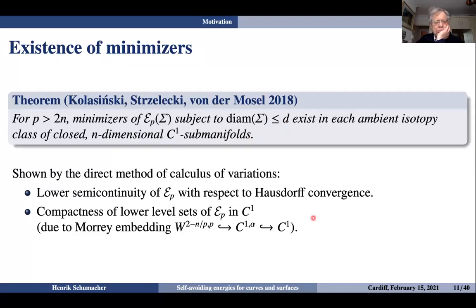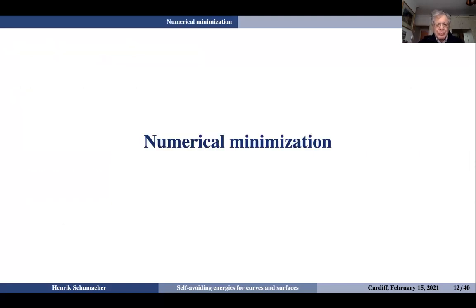And well, it's more or less basically the direct method of calculus of variations. But of course, one uses lower semi-continuity and compactness of lower level sets. And of course, one has to show quite difficult things about that first. But that tells us, okay, this is a meaningful optimization problem. Some closed surface in Rn, and we try to minimize its tangent point energy within its isotopy class.